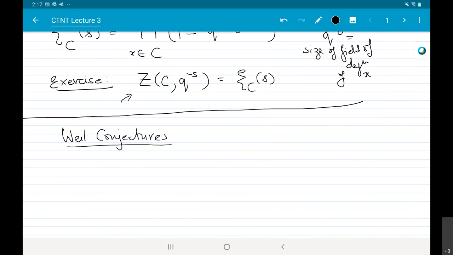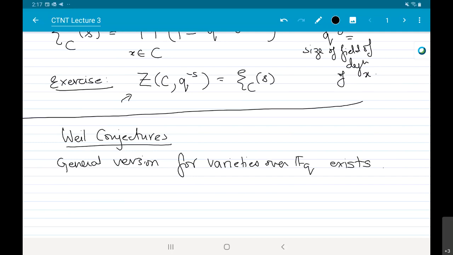So I will say that there's a general version that was proved by Deligne, Grothendieck, Dwork, and a lot of people. So for varieties, right? So smooth projective varieties over F_q, right? So this exists, but I'm not going to state it. Today we're only going to do the version for curves.